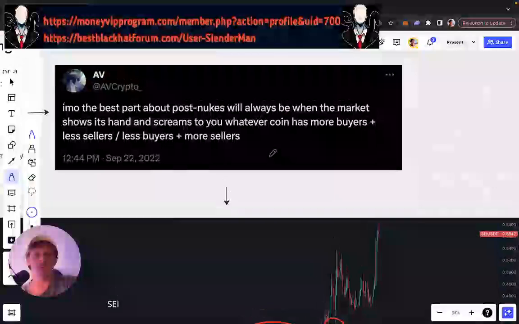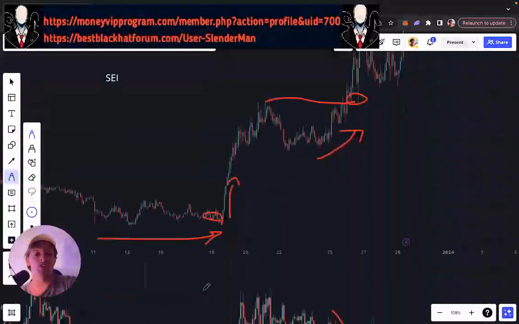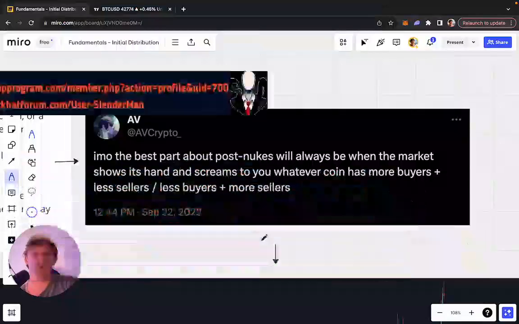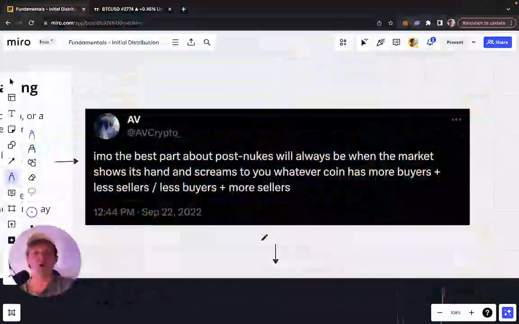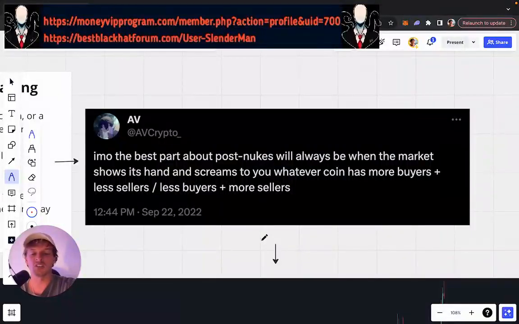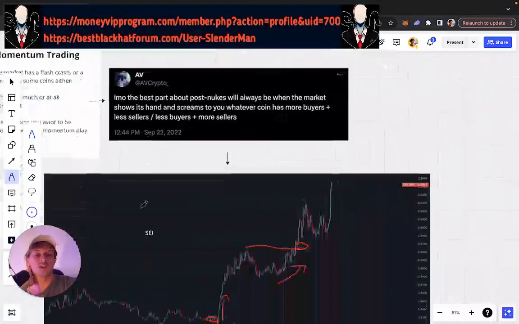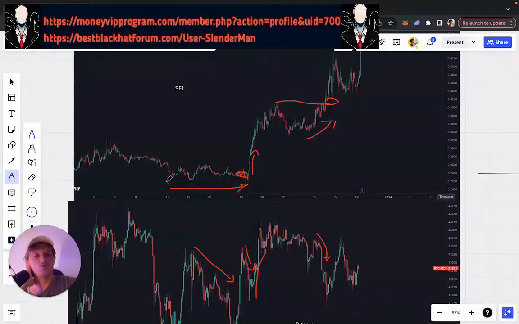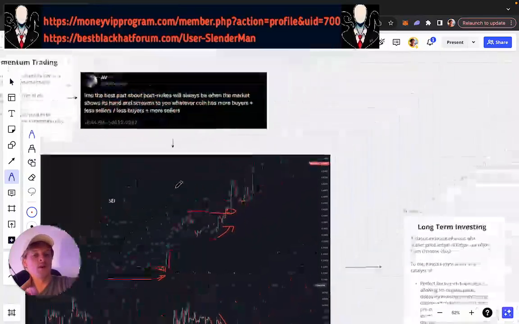And it works really good, because the way that you should view what just happened here is this tweet really well summarizes it. In my opinion, the best part about post nukes will always be when the market shows its hand and screams to you whatever coin has more buyers and less sellers. What you want is more people buying, so more demand, and less sellers, so less supply. And when the market drops, it shows that to you. It shows to you which one is the leading coin, which one is the fastest horse, and that's what you want to bet on, okay?